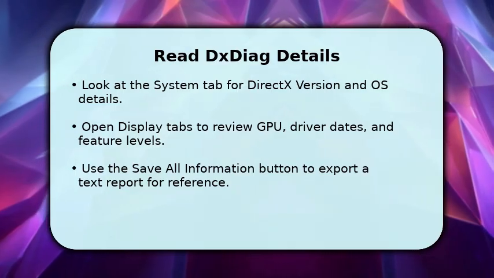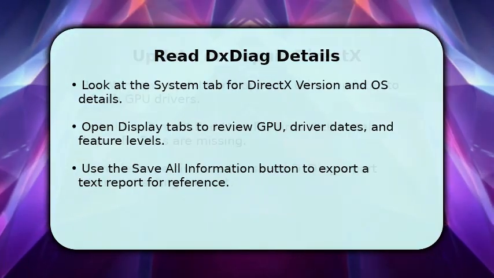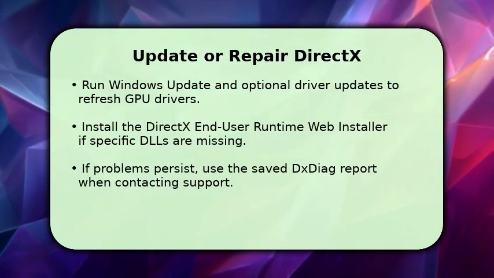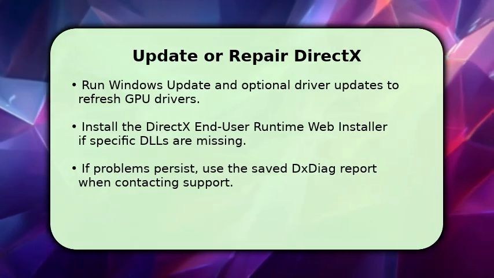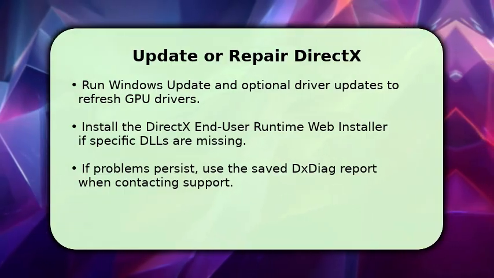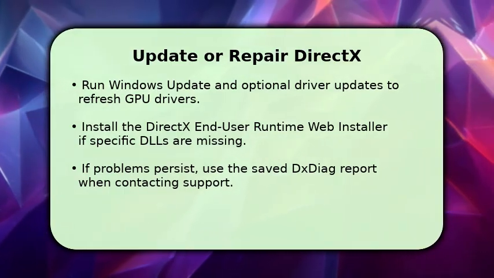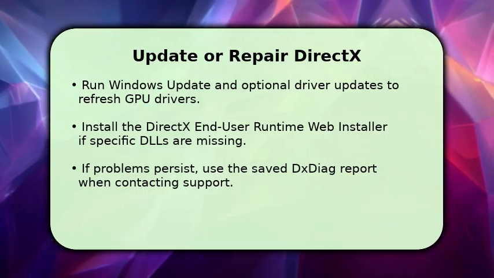Finish by updating drivers and, if needed, repairing DirectX. First, run Windows Update and check optional updates for GPU drivers. Installing the latest driver often resolves DirectX errors. If apps report missing DLLs, run the DirectX End-User Runtime installer to restore common runtime files, not the OS feature. Make sure to reboot after installs.